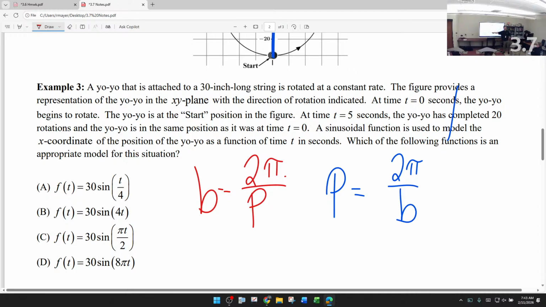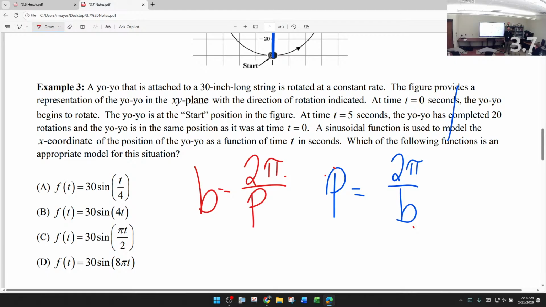This one over here, I'm finding B. This one over here, I know B. This one, I'm finding the period. This one, I'm finding B. This one, I know the period. This one, I know B. Either one of those work because all you got to do is flip-flop these two. Multiply both sides by B, divide both sides by P, I get that. If I multiply by P and divide by B, I get this. So either one of those work.